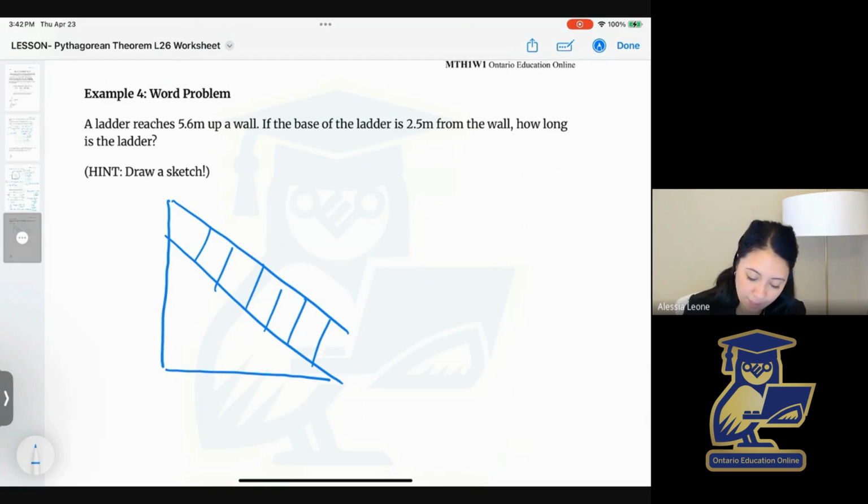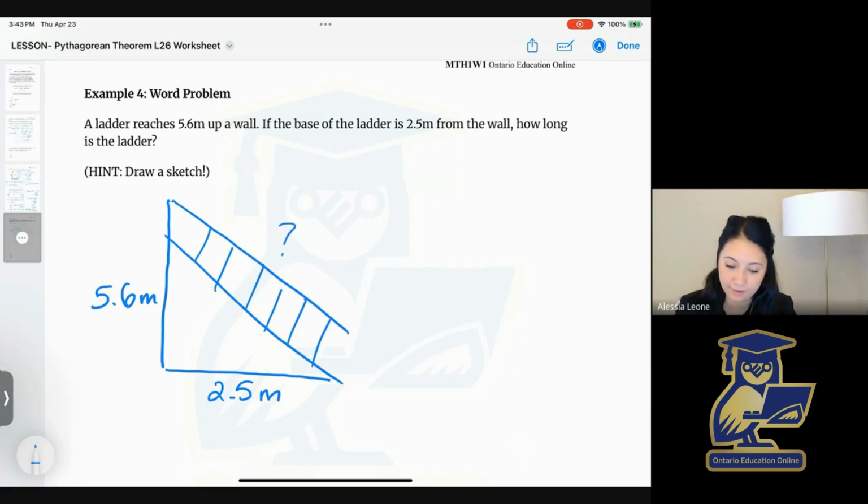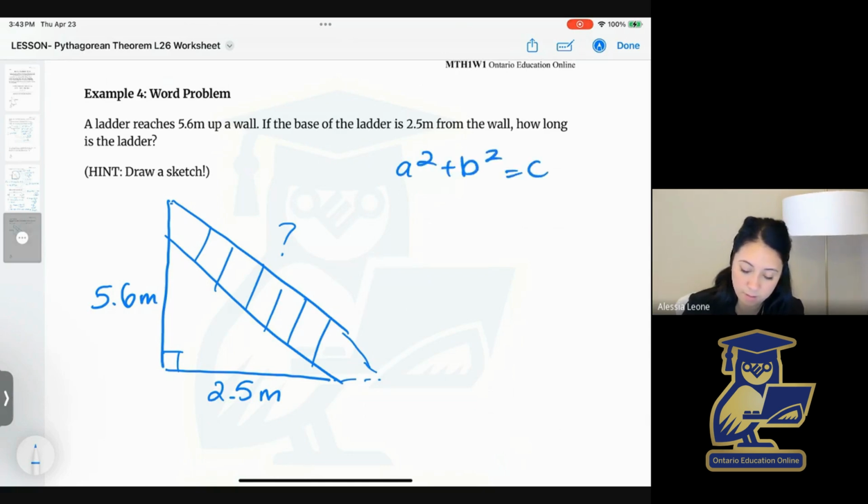Let's read what it says. It goes 5.6 meters up the wall. The base of the ladder is 2.5 meters from the wall. How long is this ladder? This is a right triangle. Does everybody see our right triangle? So a squared plus b squared. We know we're using our Pythagorean theorem. We will plug in our numbers.